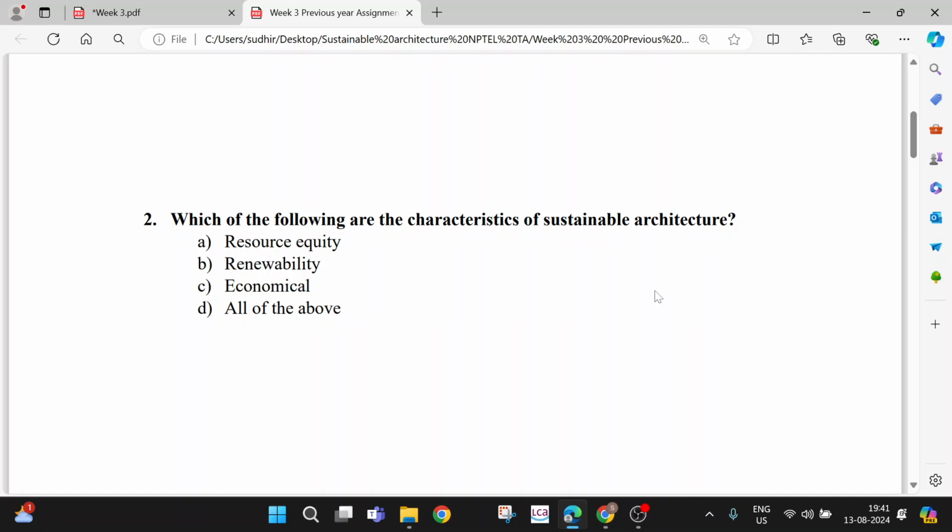So we will be moving to the next question. All these terms are clear to all of you: resource equity, renewability, and economical aspects, all are considered during sustainable architecture. That's why all of the above is the right answer. So here is question 3.